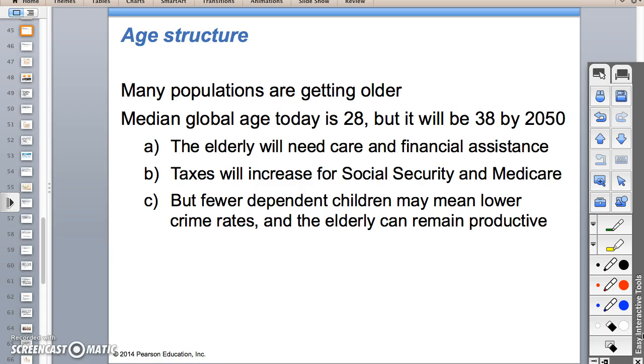So, there you go. Many populations are getting older. The mean global age is 28, but it will be 38 by 2050. And this creates an issue called demographic fatigue.